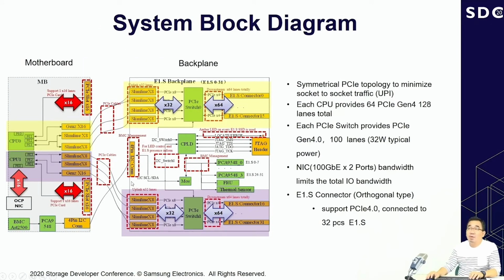This system block diagram shows the PCI topology of the system. We designed the system PCI topology symmetrically to minimize socket-to-socket traffic. So if you want to maximize the performance of the NVMe fabric system, the software solution should be aware of the new architecture so that it can reduce remote SSD access from the different side of a CPU.